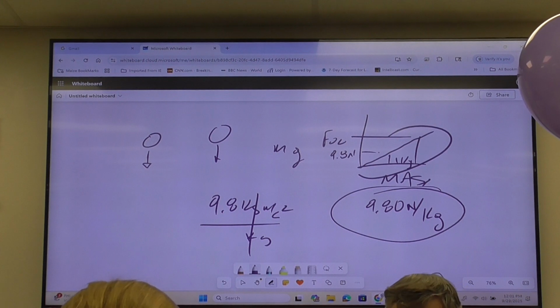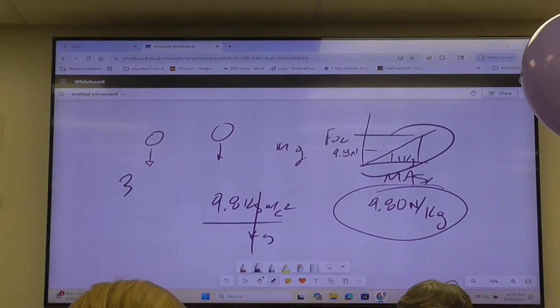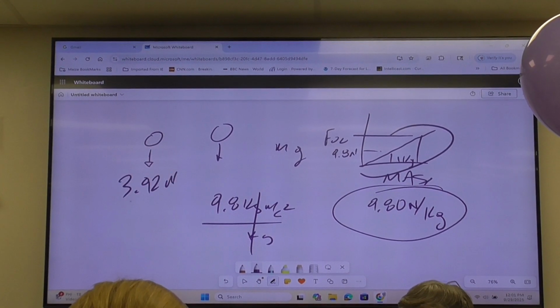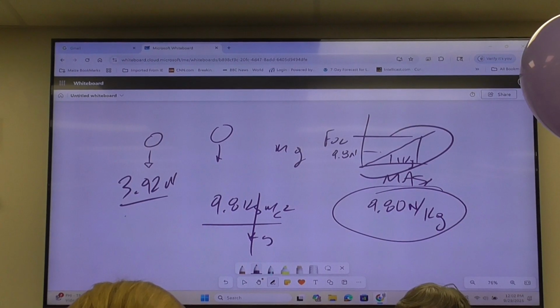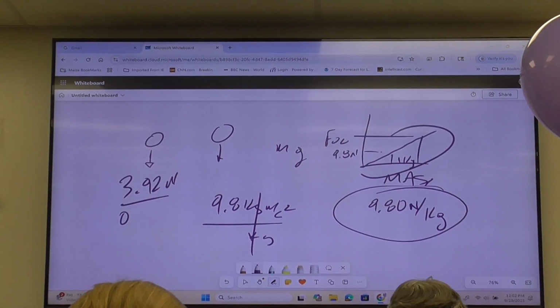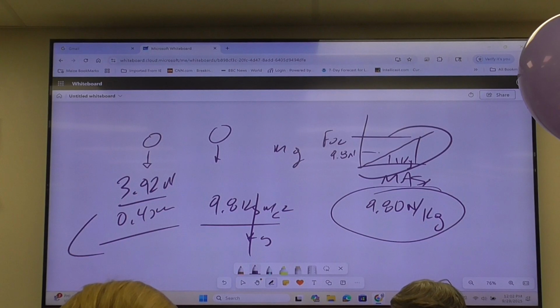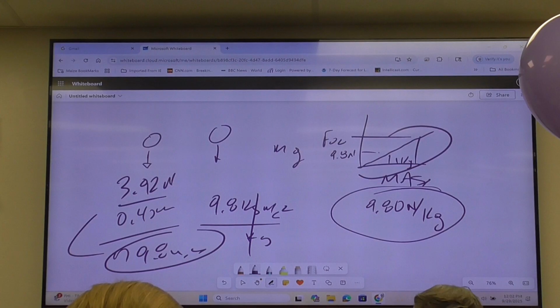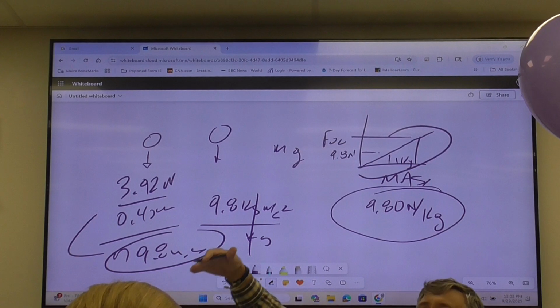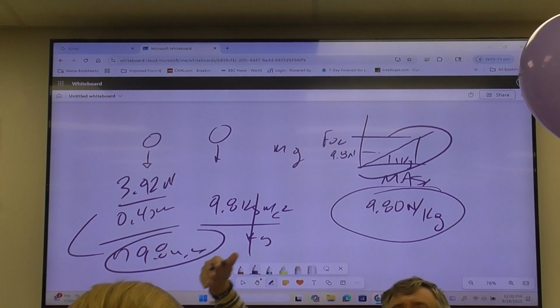And then D, the acceleration. Well, I can guarantee you, if you take that weight, 3.92 newtons, and you divide that by the mass, what's that mass, 0.4, whatever it is, kilograms, you're going to get 9.8 meters per second squared. And if you take that other force and divide it by its mass, you're still going to get 9.8 meters per second squared, okay?